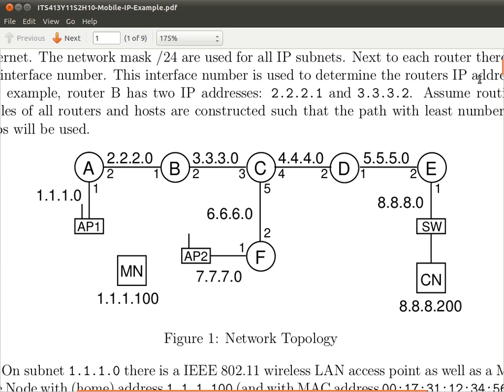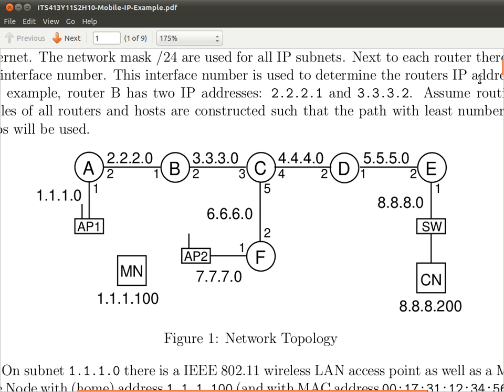What is 6665? This network is 6660. This is 2, this is 5. That is, mobile node sends to F, F sends to C, and C, if you follow the routing table, will send to who? Who is C going to send this IP datagram to? Look in the table if you don't know the answer.